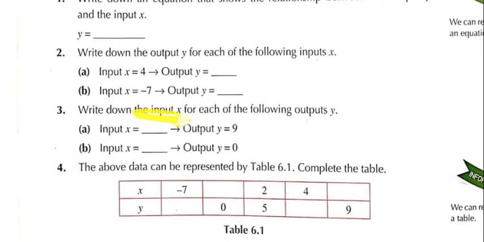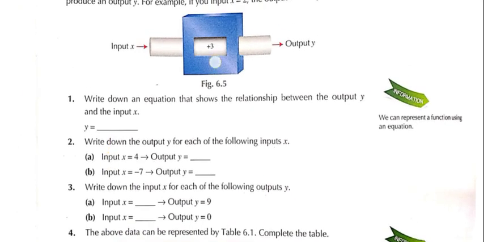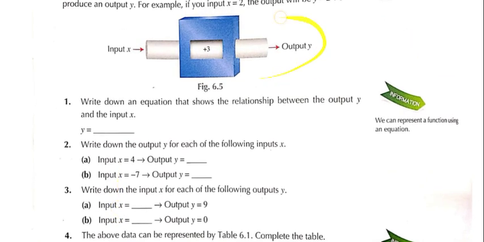Write down the input x for each of the following outputs y. Now this is the reverse, right? So the reverse of plus 3 is minus 3. So we are given the y, 9. So 9 minus 3, that will become 6. So the input x is 6. And I can reverse it back again. So 6 plus 3 is 9. Makes sense? Pretty easy, right? So if y is 0, like this number, 0 minus 3, that will become negative 3 here.